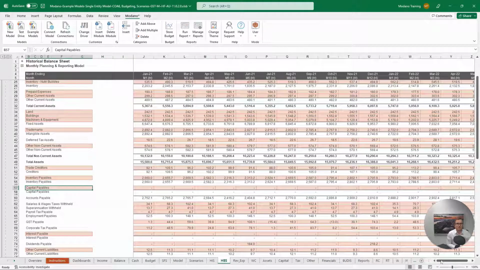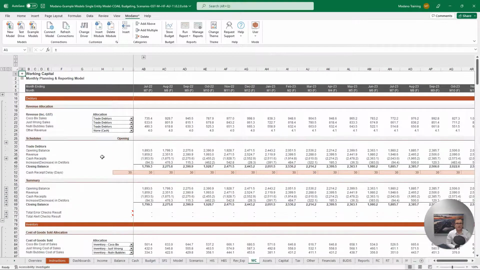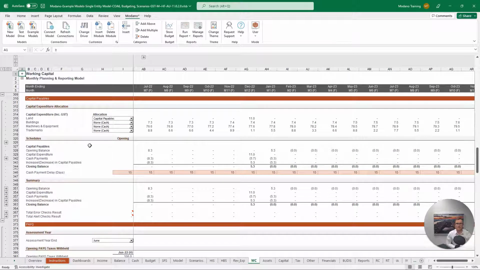If we were to scroll across our time series until our closing historical month of June 22, we can see that we have a closing balance of 8.3 for our one category of capital payables. When we forecast capital payables, this is handled on our working capital sheet. And on the sheet, this is located at the bottom underneath our inventory payables analysis. Looking at our analysis, we can see our one category of capital payables being pulled through, as well as our opening balance of 8.3 coming from our historical balance sheet.